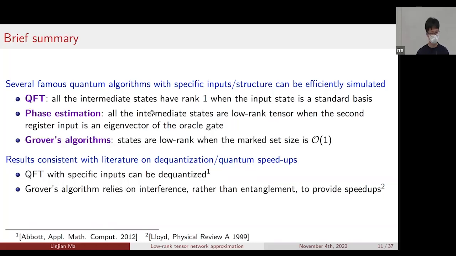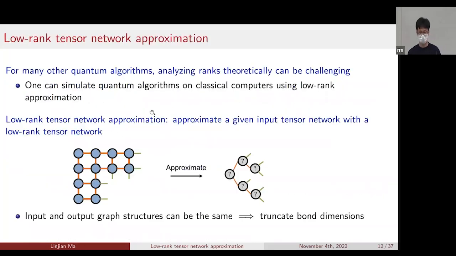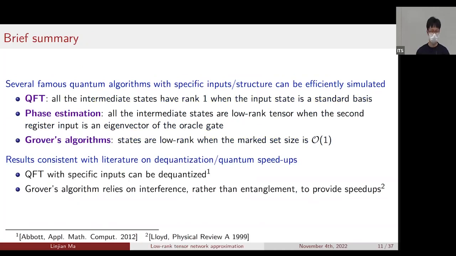Yeah, that's a question. Just assume that the input state to Grover's algorithm is also weakly entangled. Yeah, I think the standard input to Grover's algorithm is just a superposition of all the states, which is rank 1.